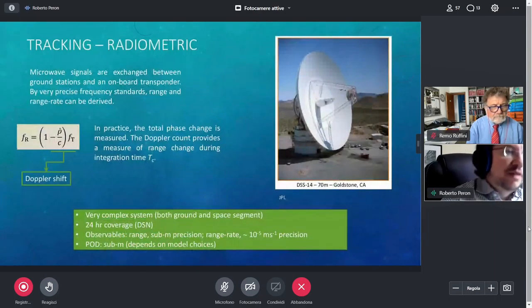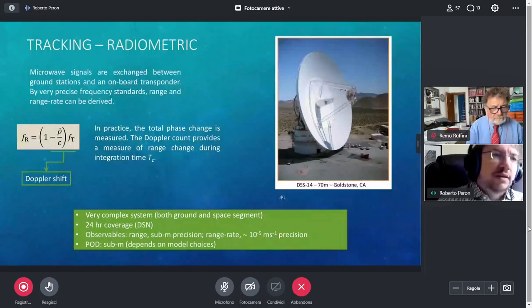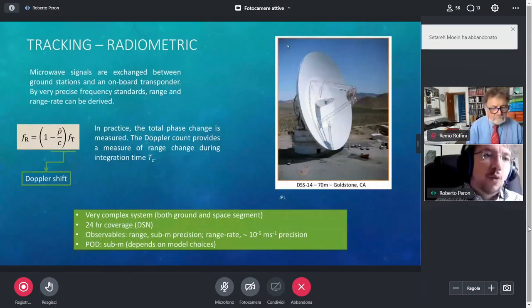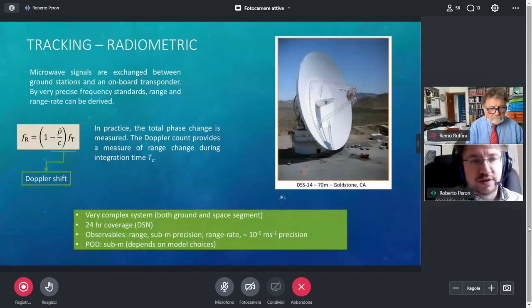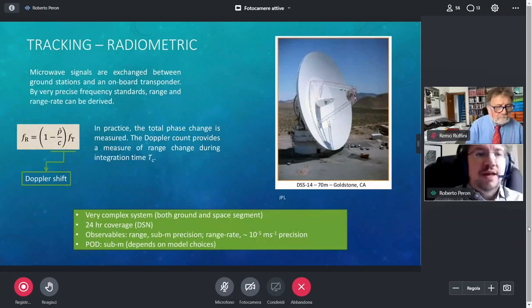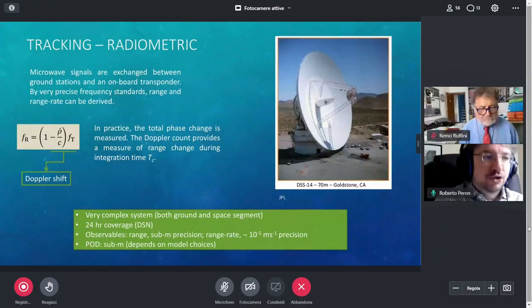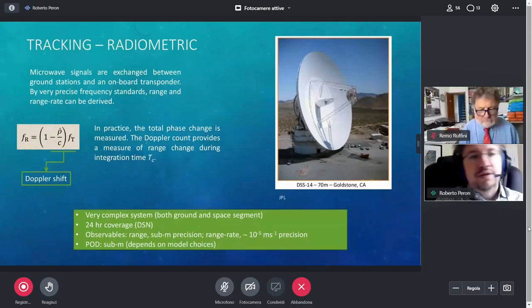This is called tracking, and there are several ways to do that. All of them basically involve the exchange of microwave signals with a ground station. Here you can see one of the NASA antennas, which routinely track the probes. Basically, we have two observables: range, which is the instantaneous station-satellite distance, and range rate, which is the instantaneous slant velocity, basically the Doppler shift. This task is simple in theory, but very complicated in practice and requires a very complex infrastructure, especially considering that the coverage should be 24 hours per day.